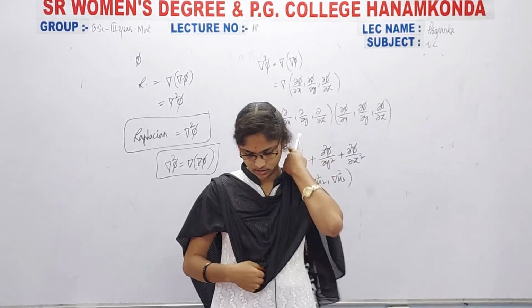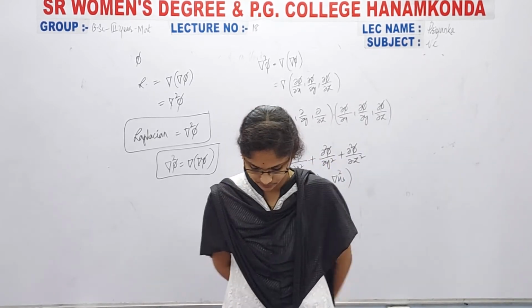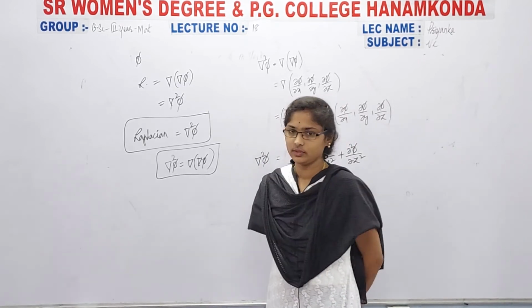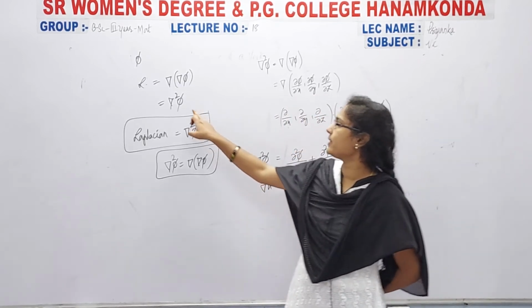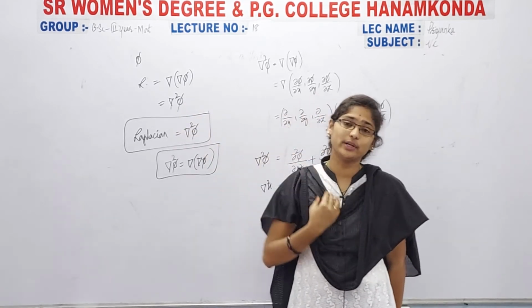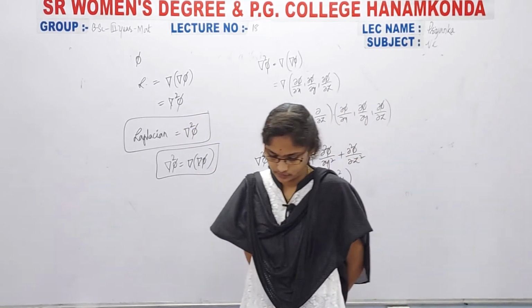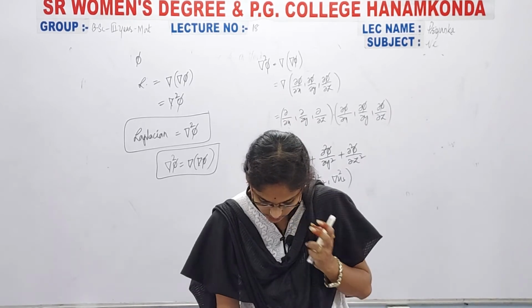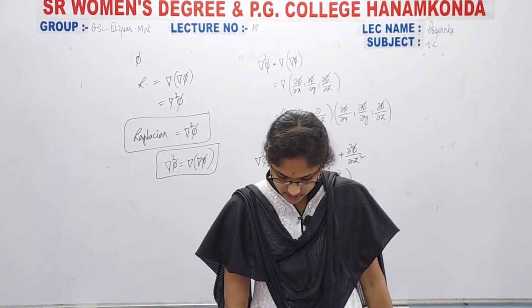Next, note, if del square pi is equal to 0, then it is known as Laplace equation.